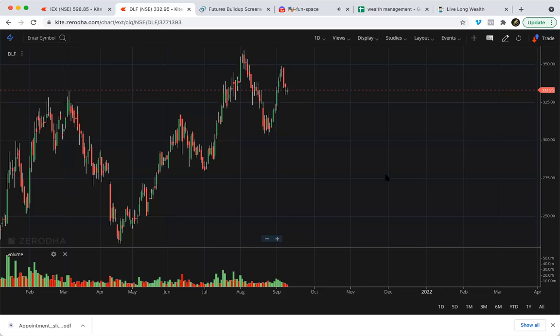Yes, volume works in Bank Nifty, definitely. Can you exit at 350 in DLF?